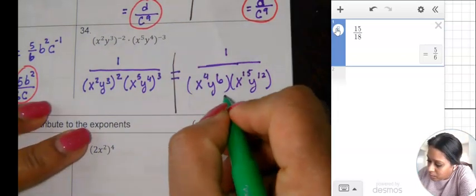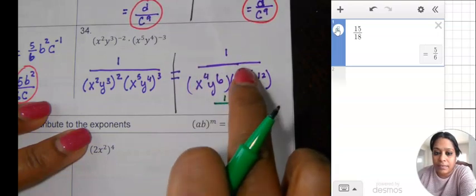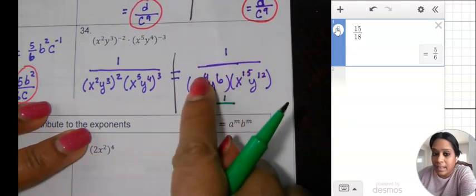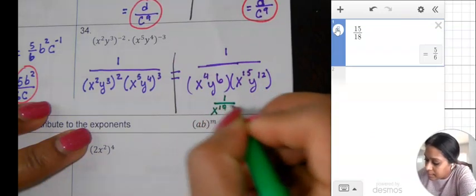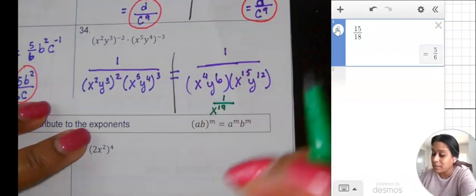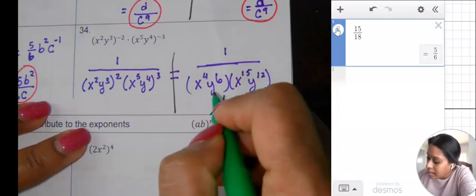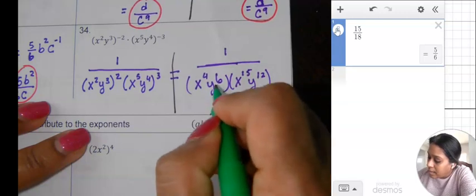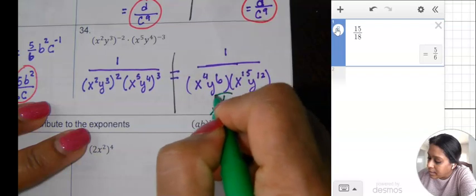So this is going to be 1 over x to the 4th times x to the 15th. Remember that you have to add the exponents. So 4 plus 15, which is 19. You might be tempted to multiply, but you only multiply if it's a parentheses. And then here you have y, 6 plus 12, which is 18. So there you go. That's my answer.